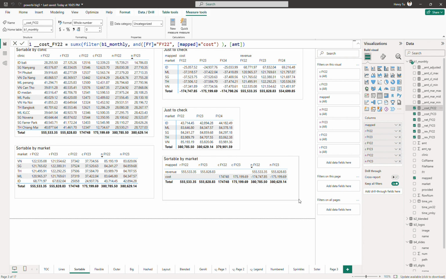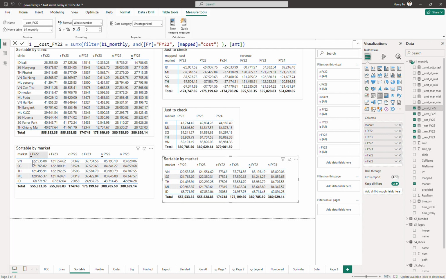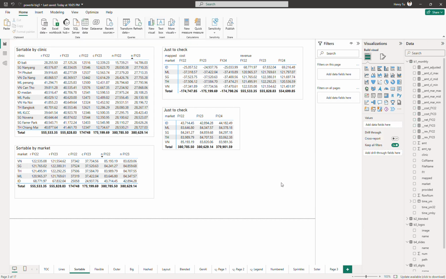That explains how you use the formula, the measure in here, in order to sort the items. Make sure that if you change this one back to the market, then it will make sense, because now these numbers are actually the same. Okay, so let me delete this one.